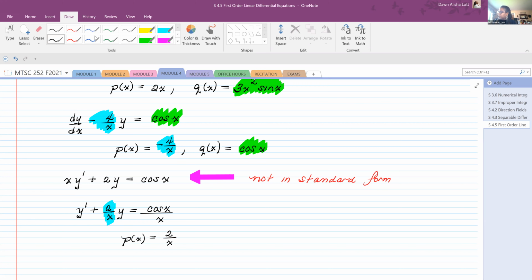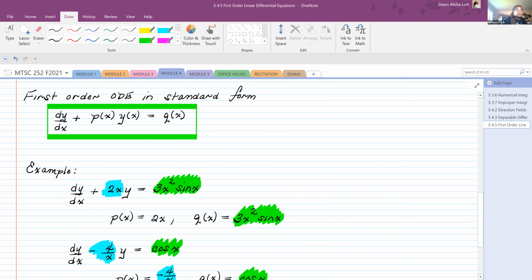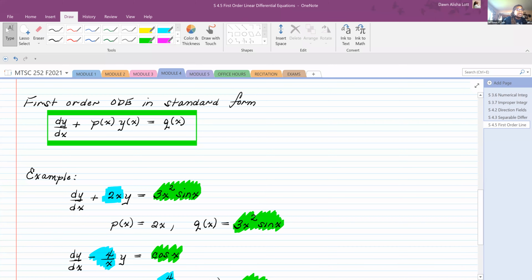And that's my p of x. And my q of x is cosine of x over x. Okay, any questions about having a first order linear differential equation in standard form? It must look like the derivative plus p of x times y is equal to q of x.